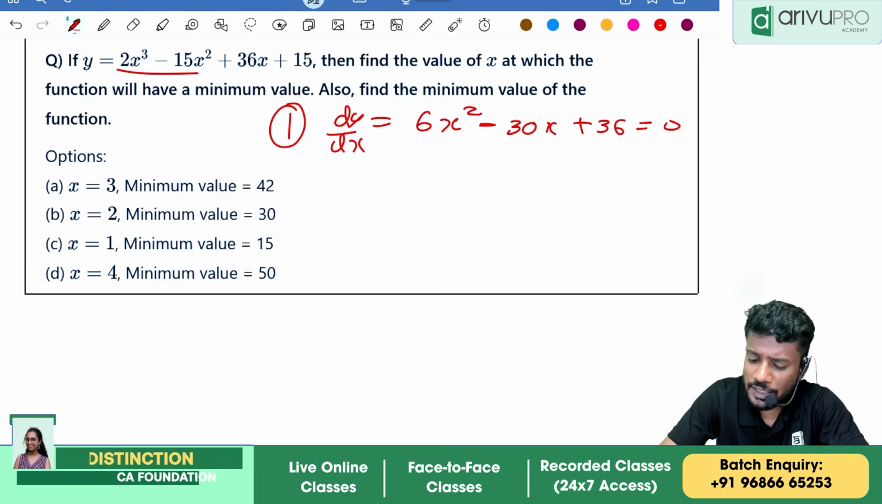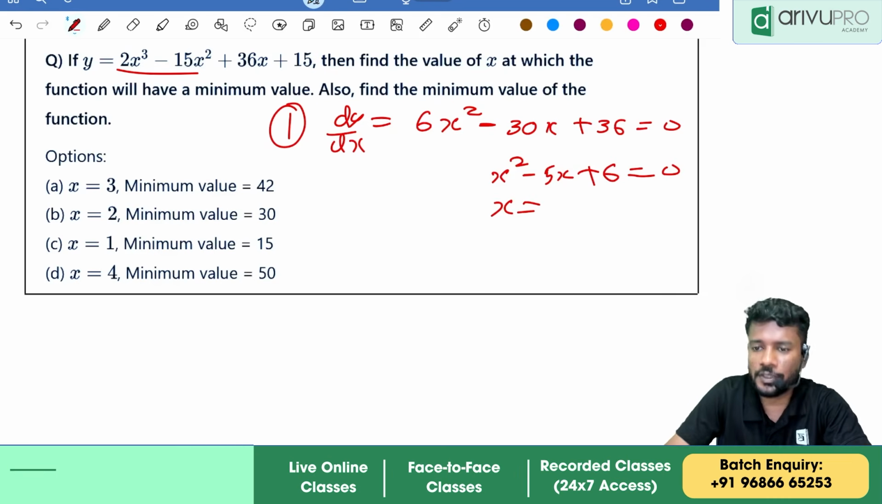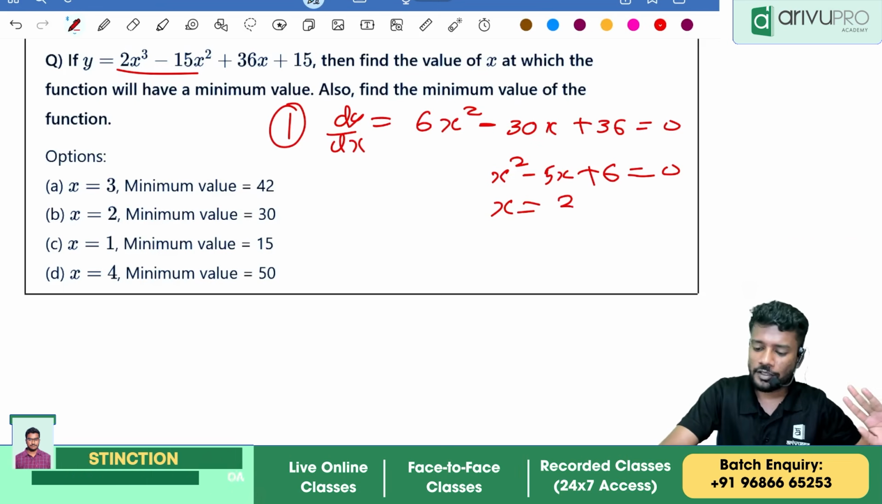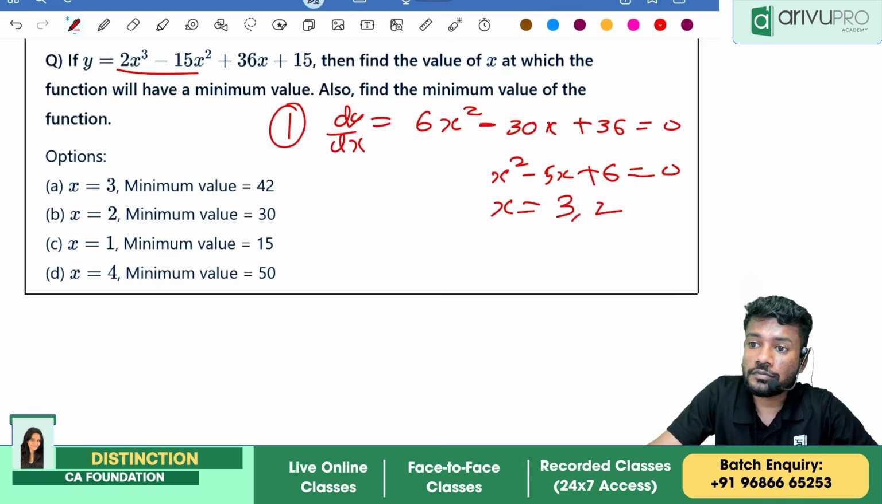Then I am removing 6 from everything. Then it will become x square minus 5x plus 6 is equal to 0. What are the values of x? You tell me. Sum is 5, product is 6. Which two numbers will give sum as 5 and product as 6? 3, comma 2. Then 2x minus 5, take the second order derivative.